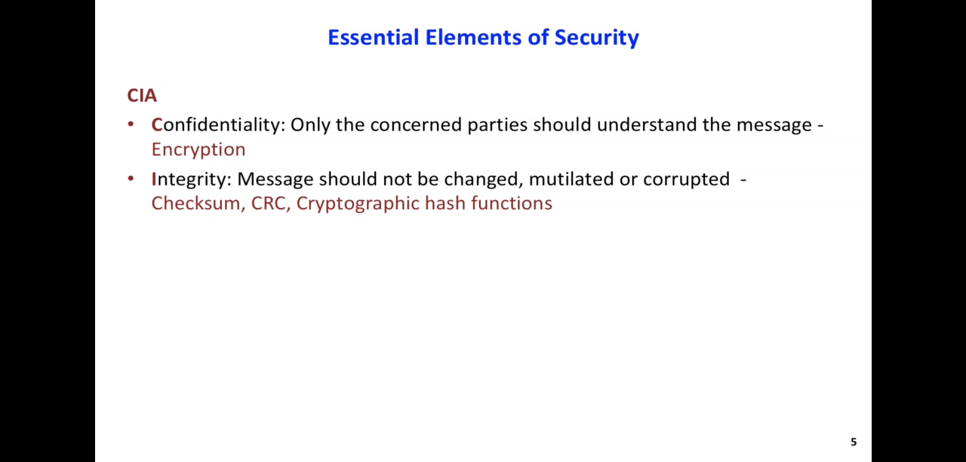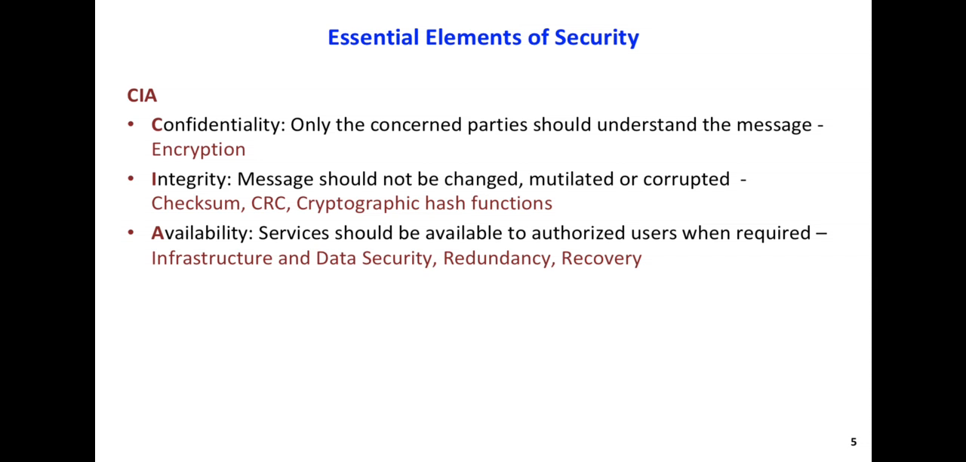So you have seen checksum, how checksum is used to detect problems with data. You've also seen CRC, cyclic redundancy codes. We have not seen, but we'll see now, cryptographic hash functions. These are some of the techniques used to ensure the integrity of data.